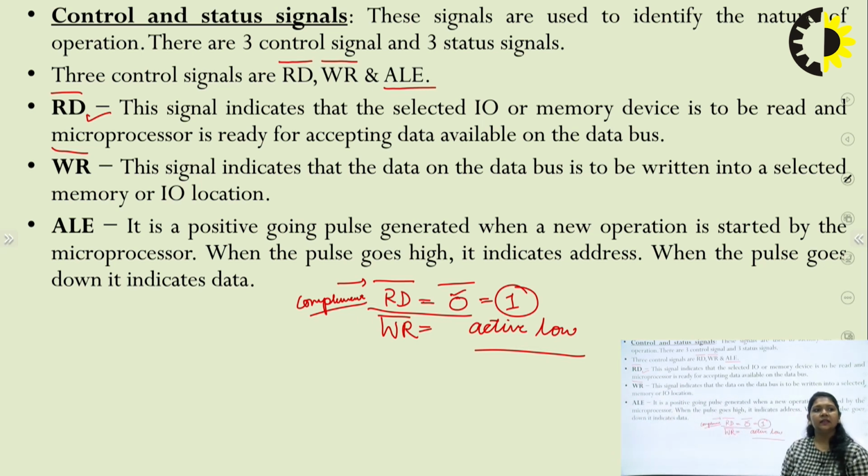The write signal indicates that the data on the data bus has to be written by the microprocessor to some memory or some input output location, that is, an input output device.